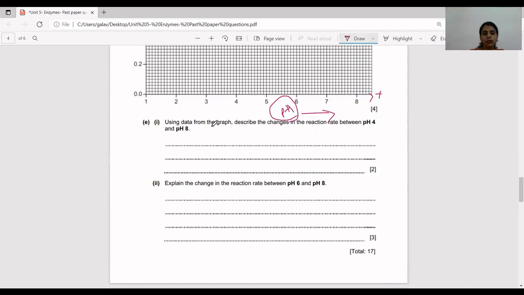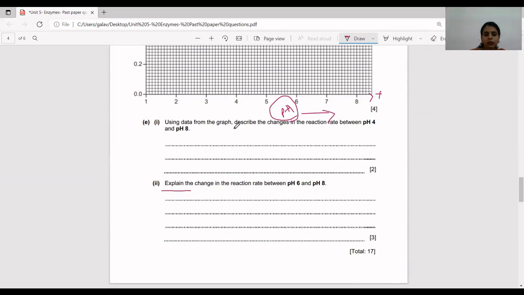The next question is question E. They have given 2 options, 1 and 2. Okay, now the question is, using data from the graph, describe the changes in reaction rate between pH 4 and pH 8. Okay, and the second question is explain.